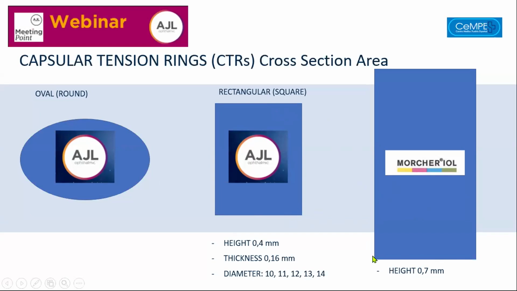The problem with the Morcher CTR is that the height is 0.7 millimeters, 700 microns. It's too high. Afterwards, we'll talk about that. The AGL square section, or rectangular cross-section, CTRs have 0.4 millimeters height. Its thickness is 0.16, and you can find diameters of 10, 11, 12, 13, and 14 millimeters.